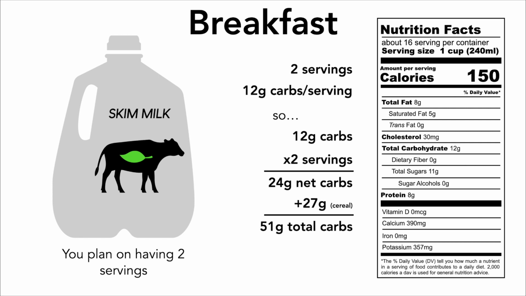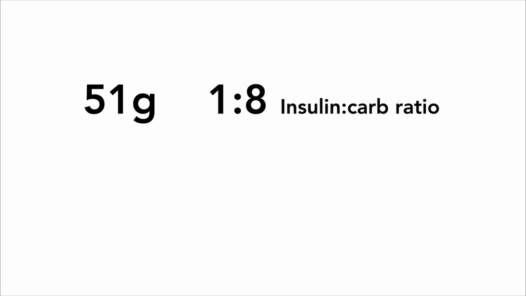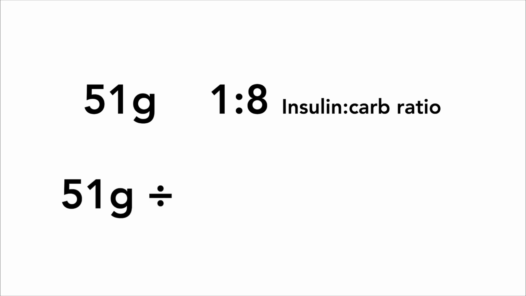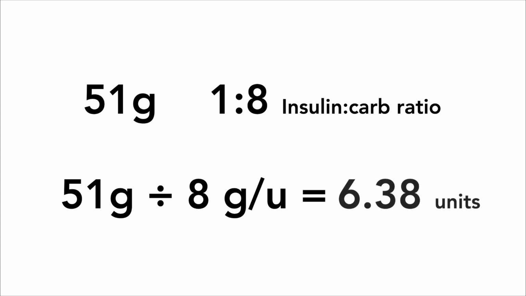Now that we know how many carbohydrates are in the food, we have to convert that to units of insulin. We have 51 grams of carbohydrates, and let's say that we are going to use an insulin to carb ratio of 1 to 8. So, to determine the number of units that we need, we divide the total number of carbs by the number of carbs indicated in our insulin ratio, and we get 6.38 units of insulin. Now, a lot of insulin pumps can deliver this specific amount of insulin, but if you're using a pen or other method, you can decide whether to round up or down based on how you think your body will respond to the food.